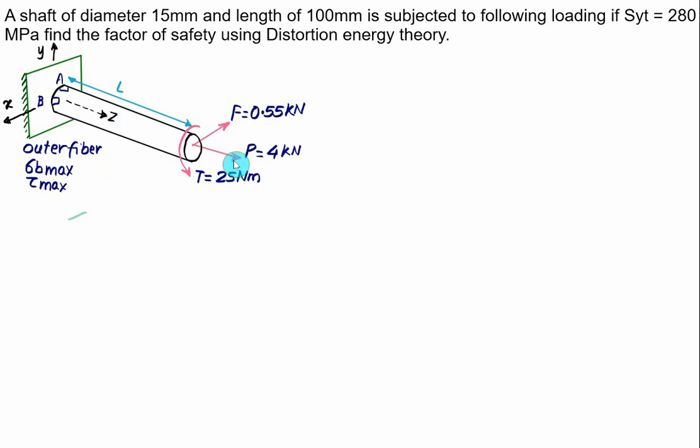So this force P will develop the normal stress here. This force F on the area A will develop the shear stress, that is the normal shear stress. And the torque will develop the pure shear stress. To find the stresses here, we'll develop the free body diagram. For this, we'll cut the shaft at the end. So this one is our fixed wall.